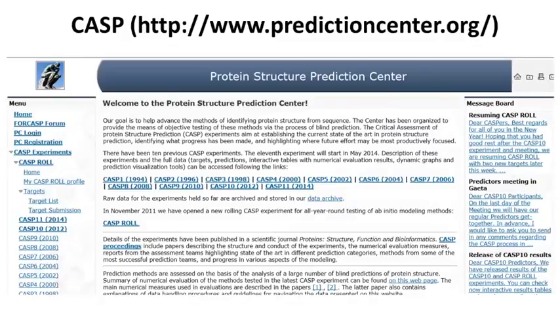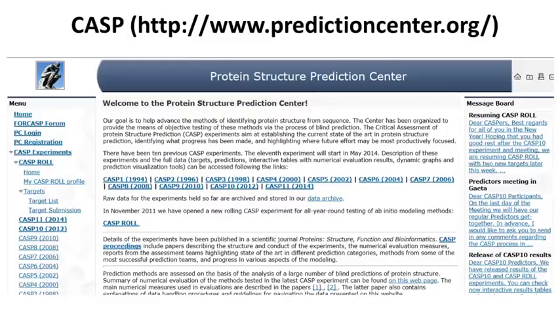CASP stands for Critical Assessment of Protein Structure Prediction. It has been running every other year since 1994. The 10th CASP was run in 2012. The 11th CASP will start in May 2014.